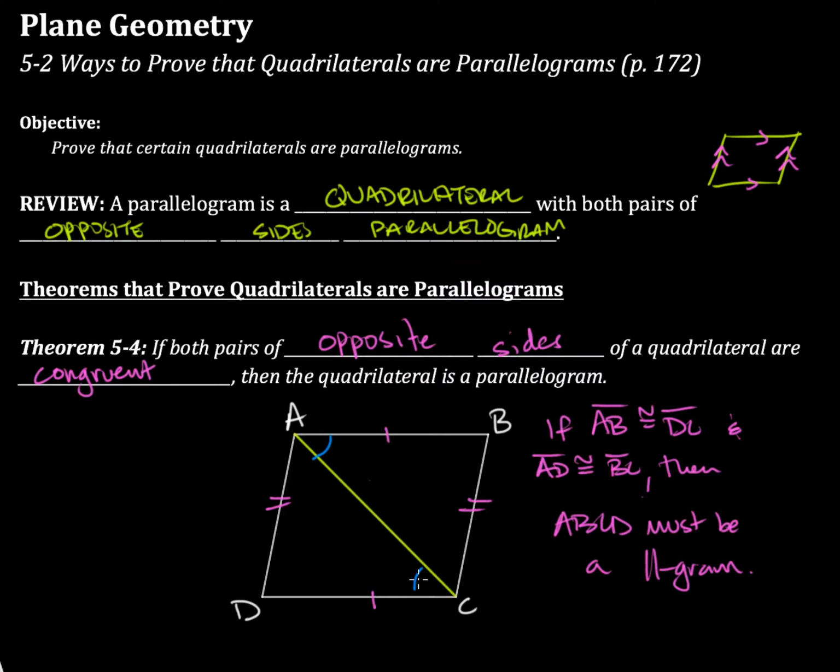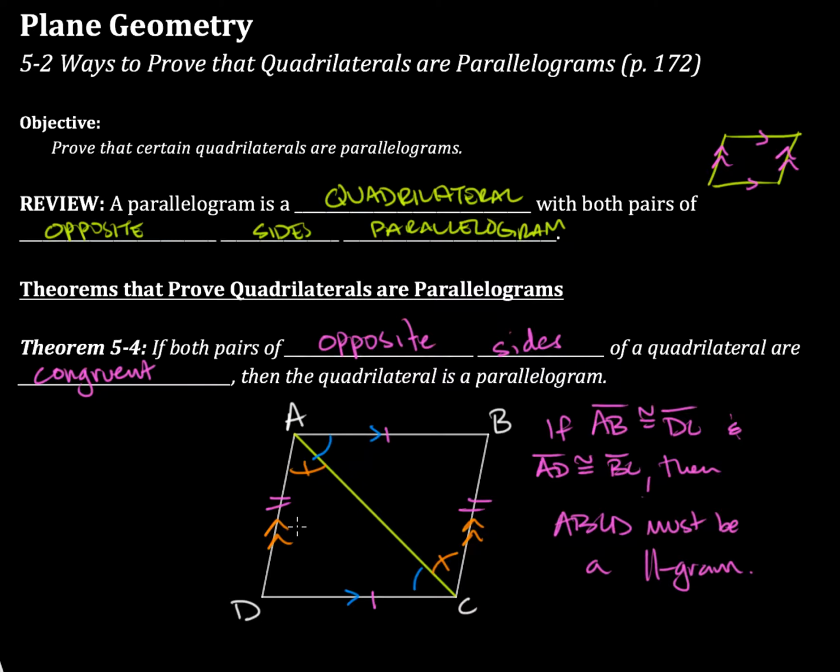Because it would make AB parallel to DC, because these alternate interior angles are congruent, which means that these two segments AB and DC have to be parallel, right? They would have to be parallel to each other. And then you could say the same thing about this angle being congruent to this angle by CPCTC, which would make this line parallel to this line, AD parallel to BC, because the alternate interior angles are congruent.